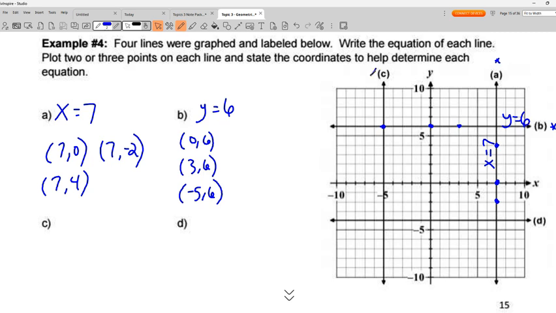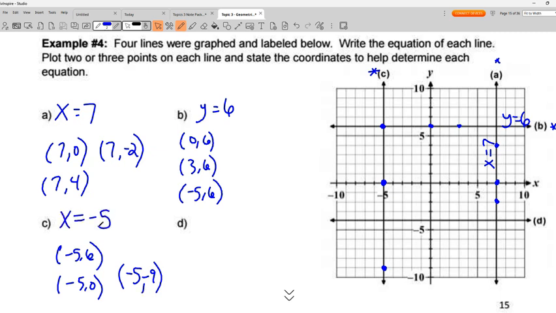Line C, found right here. Once again, we can plot some points that are on it. And again, I saw that this point was on it. That was the point (-5, 6). All right, I can plot this point right here. That's (-5, 0). And I'll plot one more point, maybe this point way down here. All right, that's the point (-5, -9). Every point on this graph has an x-coordinate of negative 5, so the equation is x equals negative 5. So let's go ahead and label that. This is the line x equals negative 5.